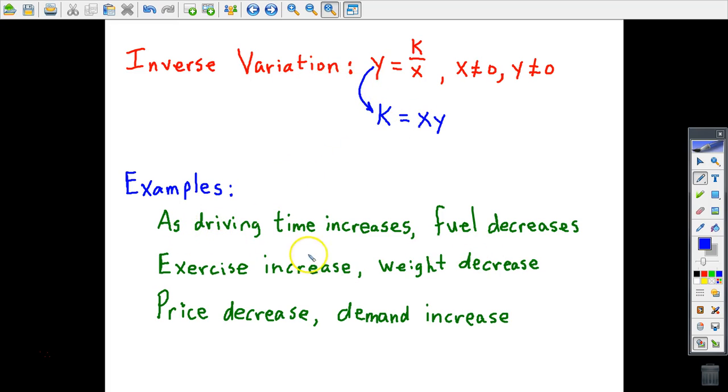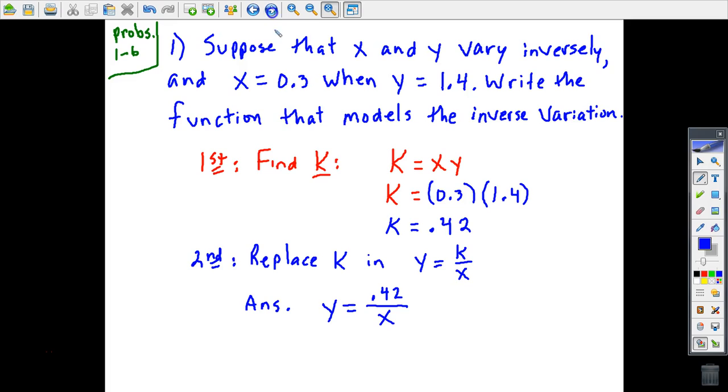So here are some real-life examples of inverse variation in action. As you drive, the longer you drive, the less fuel you have in your tank, so these have an inverse relationship. Theoretically, the more you exercise, the more weight you lose. So exercise increases, weight should decrease. As price decreases, demand should increase. So again, these would be what is known as an inverse relationship.